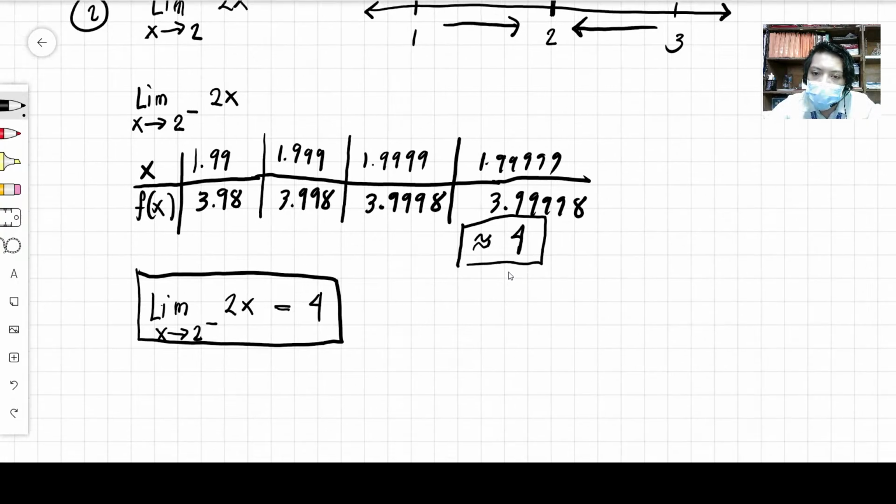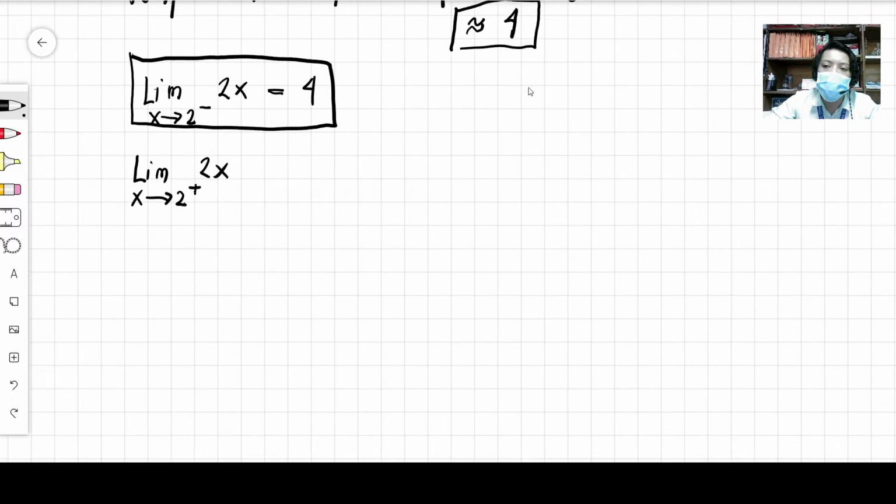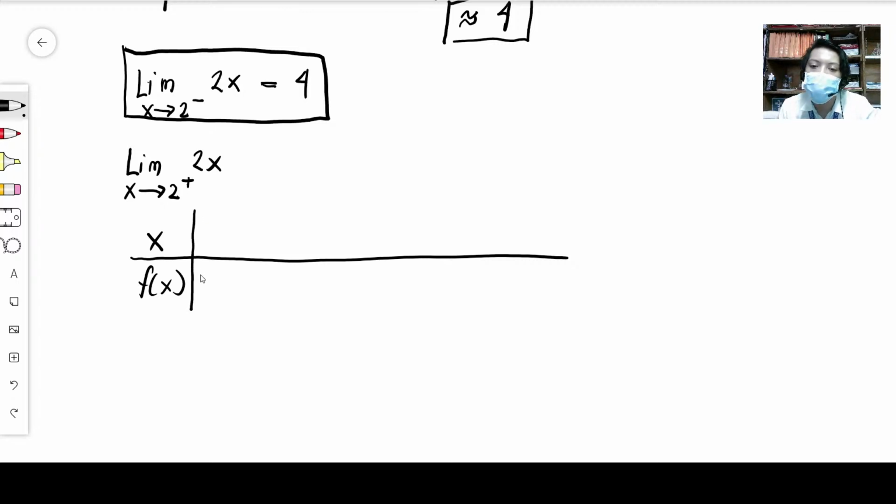So this time we have here the limit of 2x as x approaches 2 coming from the right. So this is the right hand limit. What is coming from the right? We construct the table of values, x and f of x. What values does it approach 2 coming from the right of 2? For example, say 2.01.